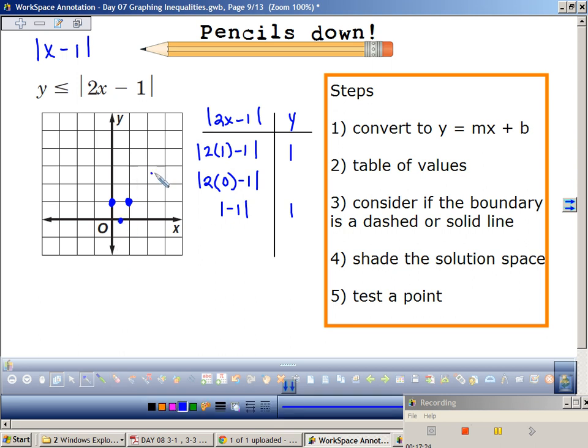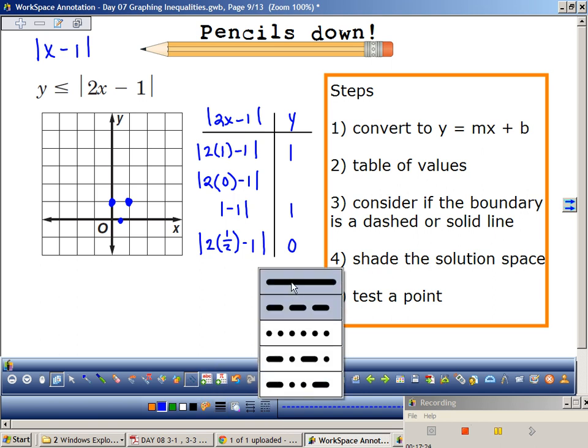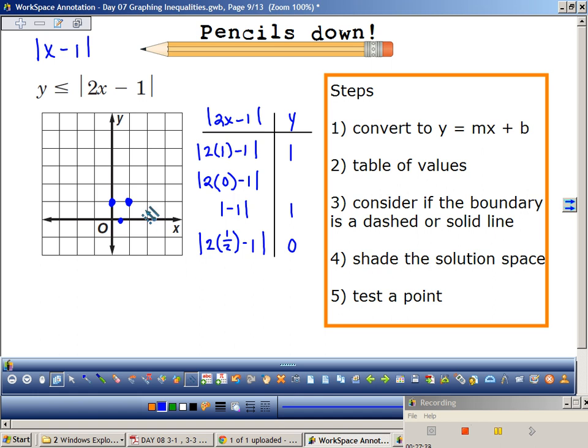So I'm going to put in, but because I have that 2 here, I'm pretty sure that when I put in a half, it's going to work out. So 2 times 1 half minus 1. What's 2 times a half? 1. What's 1 minus 1? And I'm right. And all you need is 3 points, correct? This is less than or equal to, so I'm going to go solid.